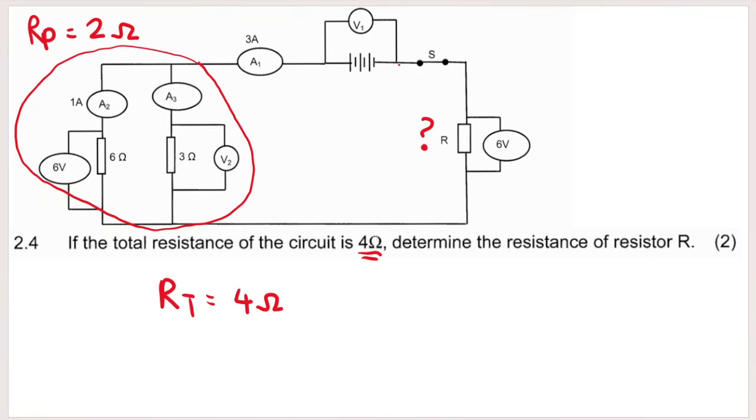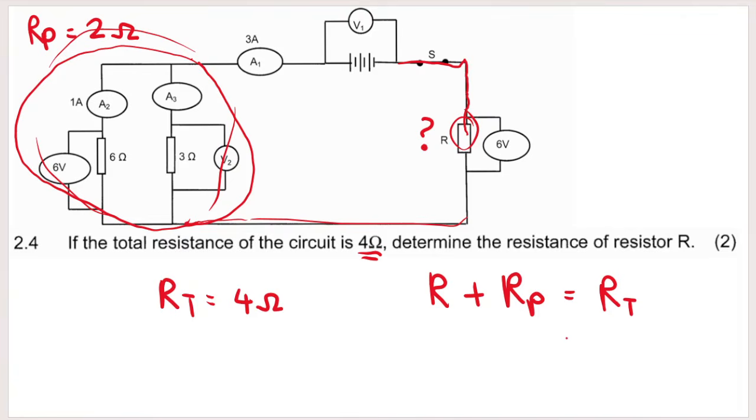Well, think about it like this. This resistance R is connected with the parallel resistors, so the parallel combination, and those two added together will give me the total resistance. So if the total is 4 and the resistance in parallel is 2, then that means that R must also be 2 ohms, because 4 minus 2 is 2 ohms.